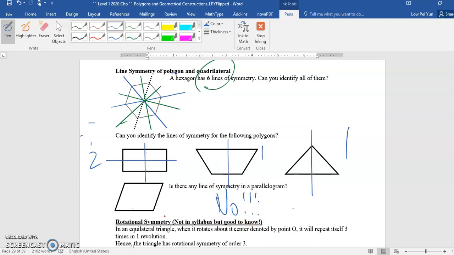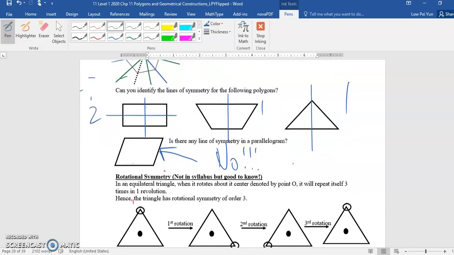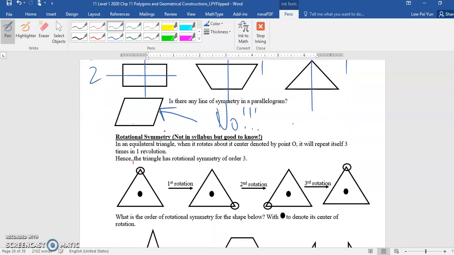Okay? Yes, for this parallelogram. But it is not true for all parallelograms. Now what about rotational symmetry? Well, it's not in the syllabus, but it's good to know.